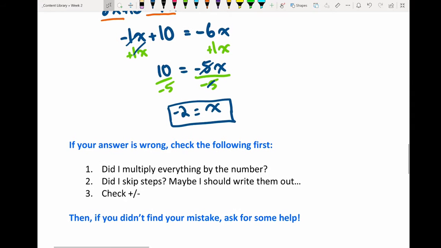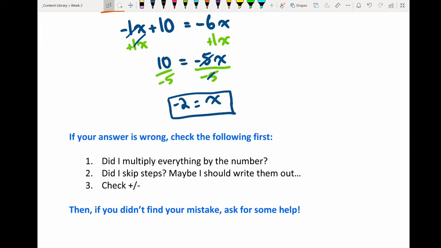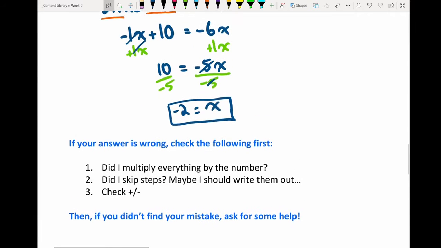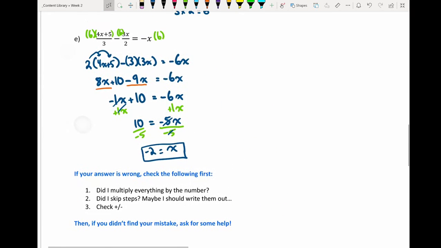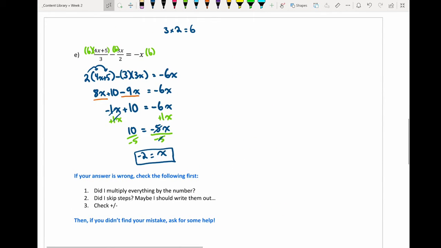And then if you can't find your mistake, or you're not sure where your mistake is after going through those 3 steps, ask for some help. It doesn't hurt to ask for help, because that's where you'll learn where your mistake is and then be able to hopefully correct it the next time you go through.